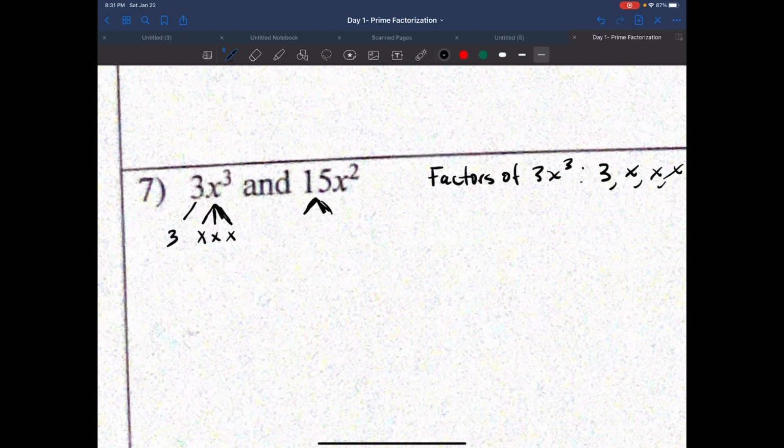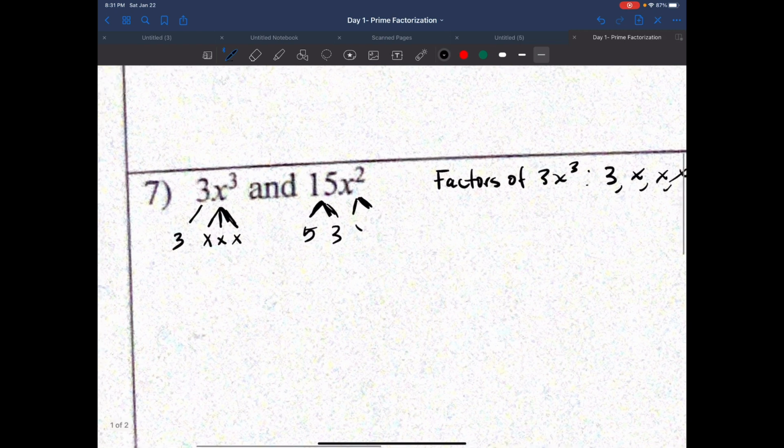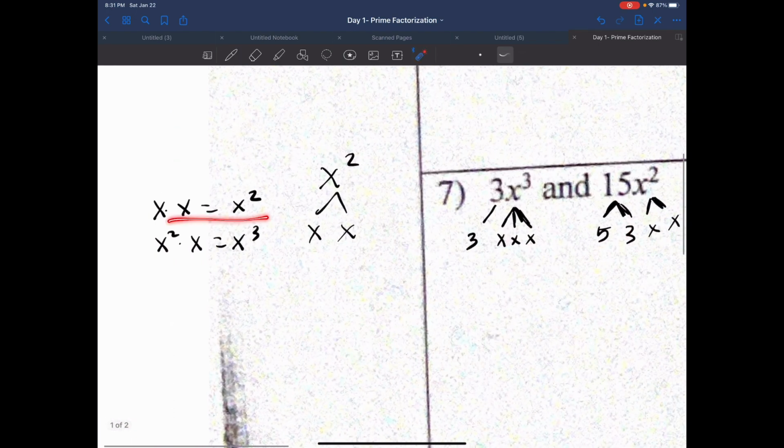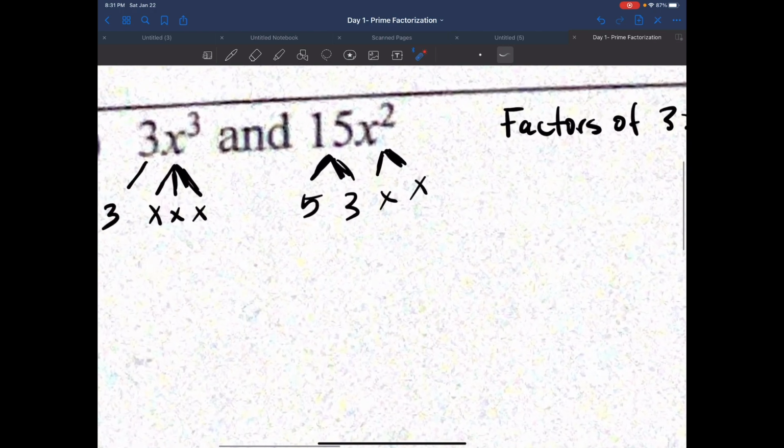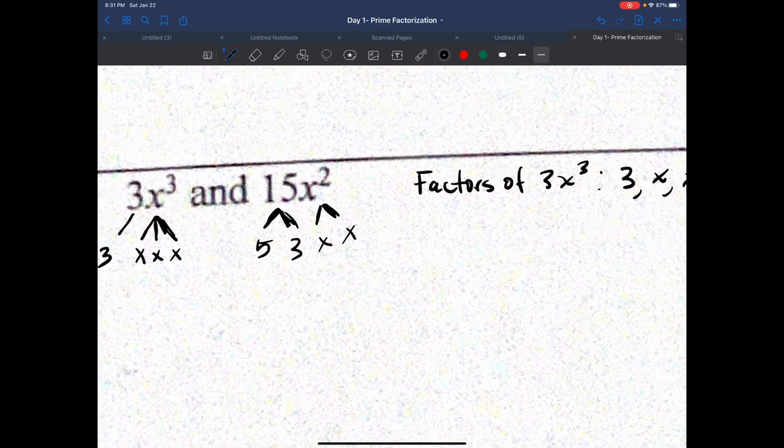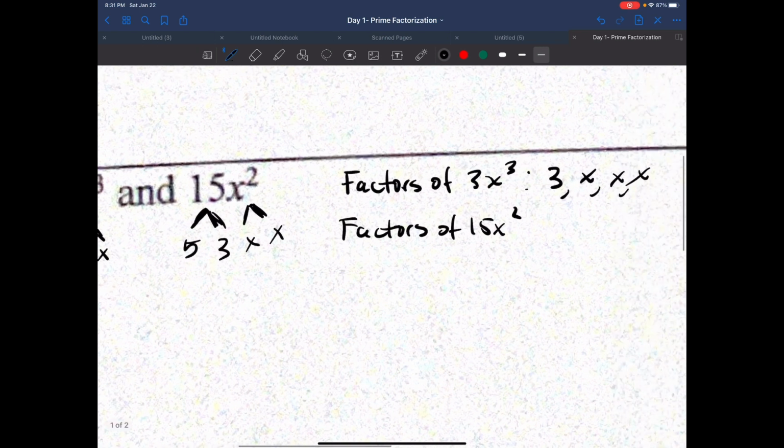Well, 15 is the same thing as 5 times 3, and these are my prime numbers, so I'm just going to leave it as is, because I can't break down the 5, and I can't break down the 3 at all. So then I'm going to look at the x squared. I'm going to go ahead and just multiply that by x times x, because we know that x times x is the same thing as x squared. Okay, let's write down the factors of 15x squared, which is 5, 3, x and x.